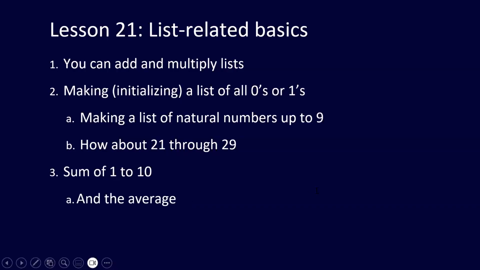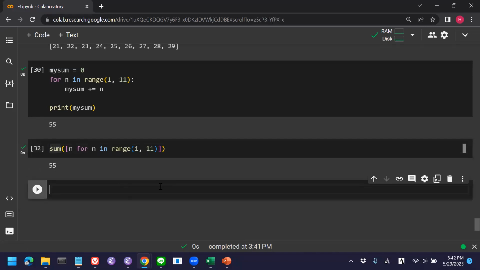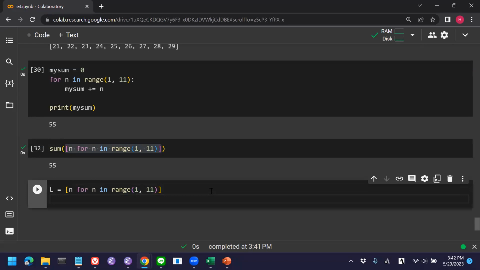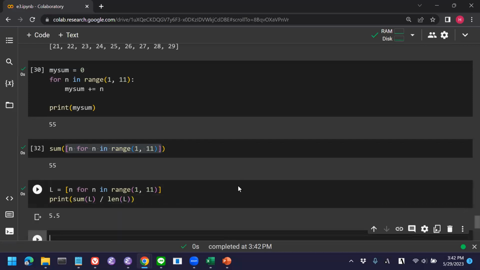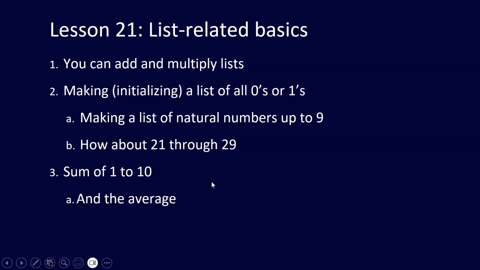And the average of 1 to 10. You know how to calculate the average. It can be calculated by dividing the sum by the number of elements. So maybe we can copy this and call it L. Then we can calculate sum of L divided by the length of L. This will produce the average number from 1 to 10, which is 5.5. Of course, it's 55 over 10. Okay, that's all for today.